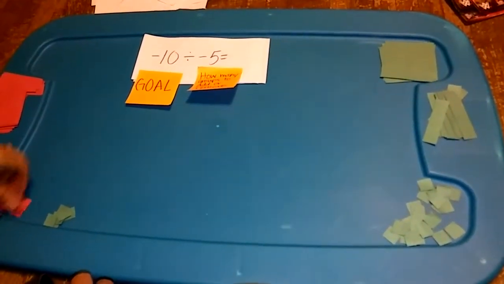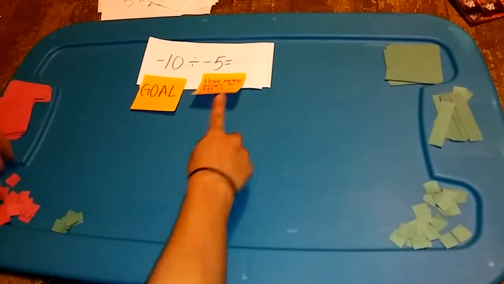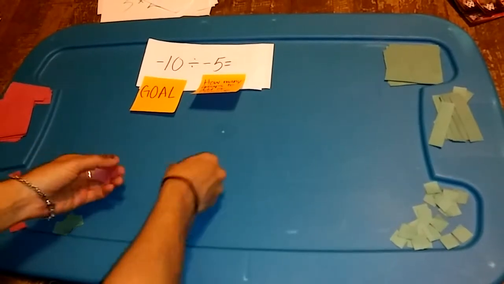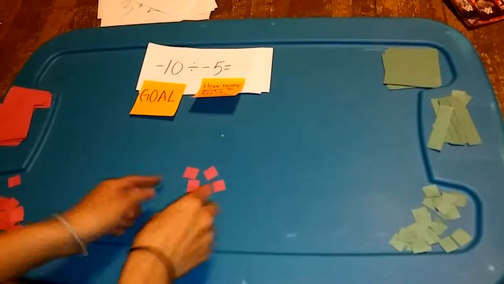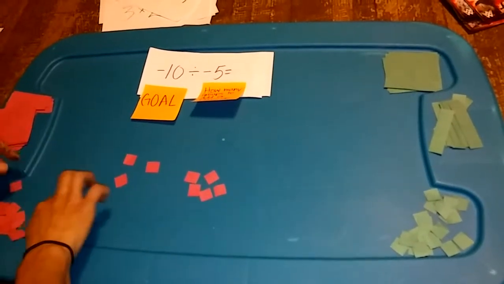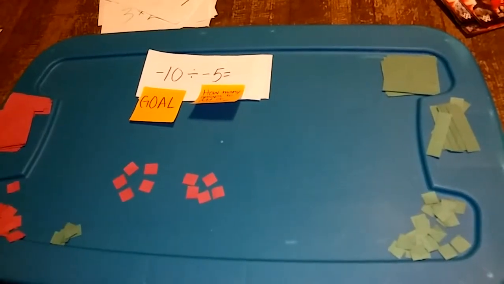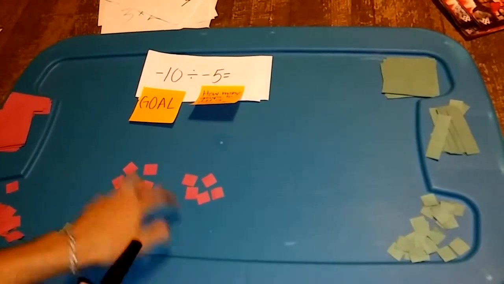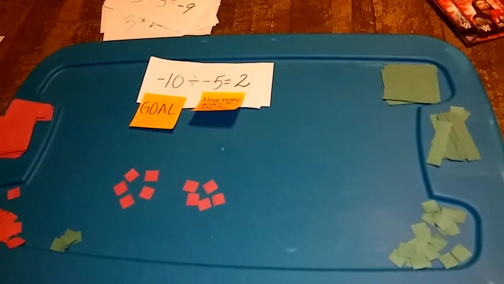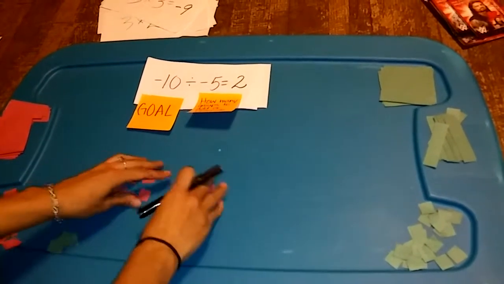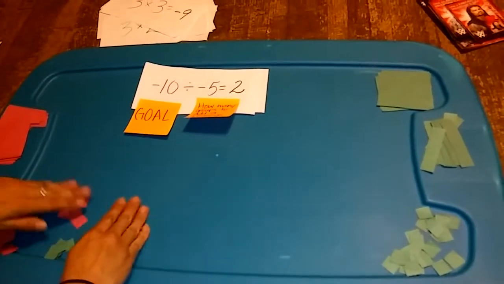Okay. So now my goal is to get to negative 10. And I'm going to be putting in groups of negative 5. So 1, 2, 3, 4, 5. There's one group. 1, 2, 3, 4, 5. So I added 2 groups of negative 5 in order to get negative 10. So my answer is positive 2, because it took me adding 2 groups of negative 5 to get negative 10.